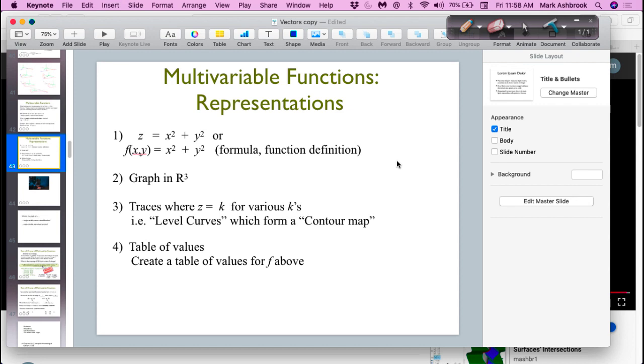Surface, okay? Learn it now, never forget. A real valued multivariable function of two variables graphs as a surface in R3. Then we took the traces for z values, we called those level curves, and we made a contour map. You have some of those contour maps in your homework. We also talked about that at the end of class. And then a table of values. So these are the four most common representations of a multivariable function of two variables.